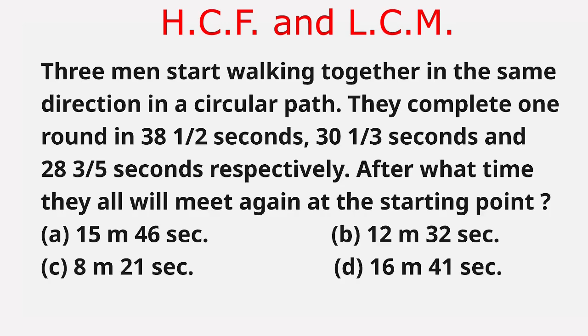Our question is, 3 men start walking together in the same direction in a circular path. They complete one round in 38.5 seconds, 30 and 1 upon 3 seconds, and 28 and 3 upon 5 seconds, respectively. After what time they all will meet again at the starting point?